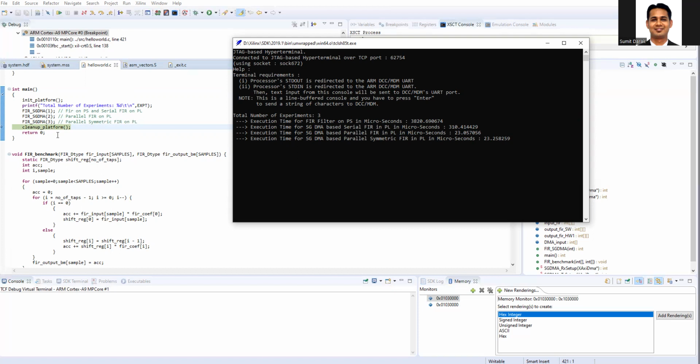Another thing you can look at is word length optimization, how you can optimize your word length to further reduce the resource utilization, which you can explore. With this, we have completed our lab where we have analyzed the performance of the FIR filter on the Zynq SoC.